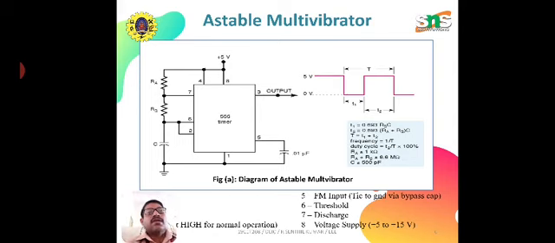Again I am repeating, the 555 timer IC used as an astable mode multivibrator is applied for a blinking LED. When on time is there, the LED glows. When on time is more, the LED glows more. In order to increase the on time, please make a note of it, the resistance RA should be increased.